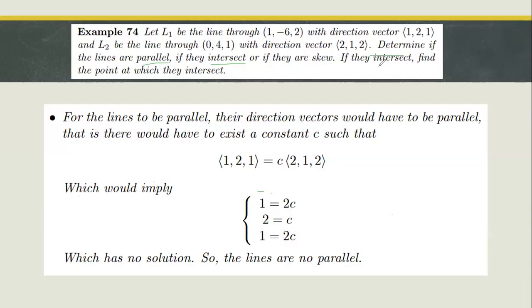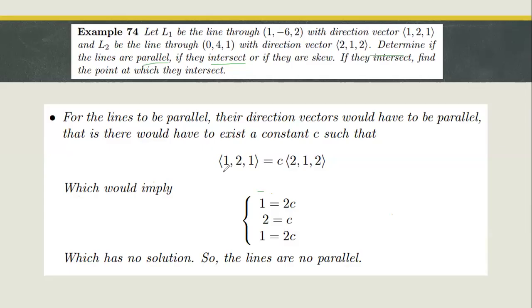So the question itself is kind of telling us that there's some form of intersection going on, but we should still test to see if it's parallel or some other form. The first thing we would do is test to see if the lines are parallel, based on what we did previously with the scalar multiples.